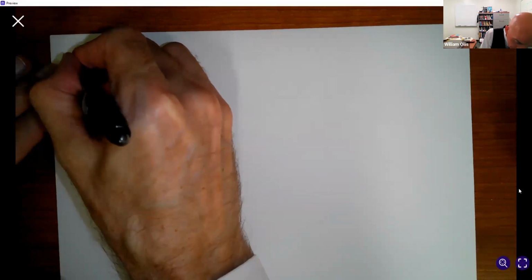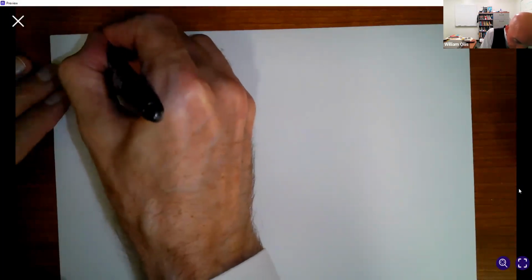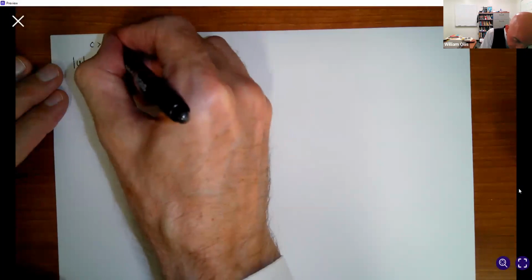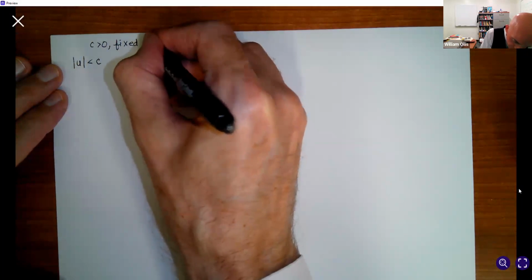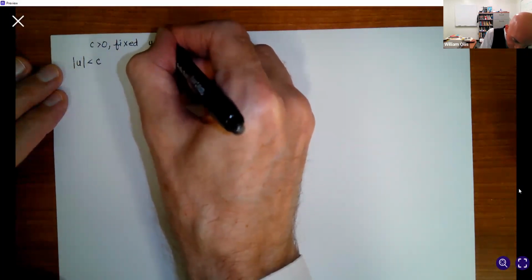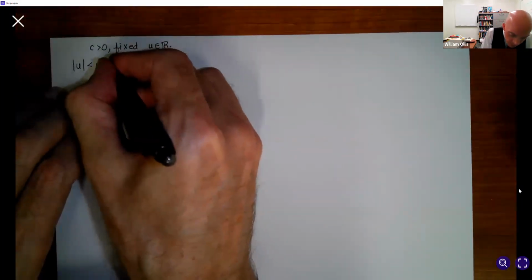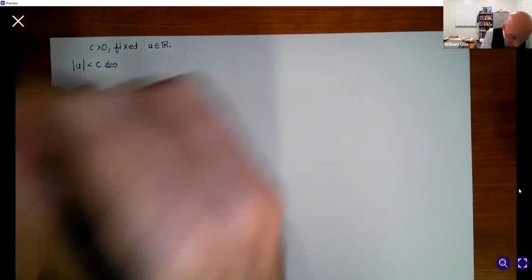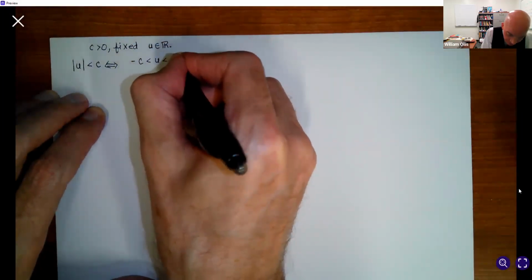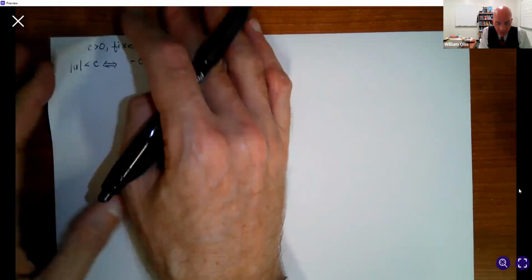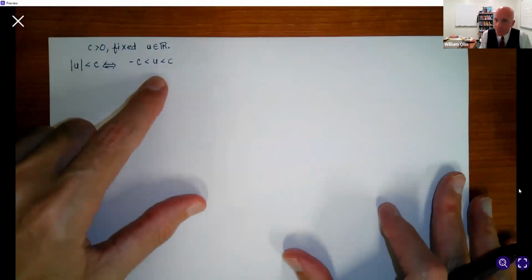So if we had that the absolute value of U is less than C, and C, again, is greater than 0, and it's fixed, it's a positive constant, and U is a real expression. So remember, context is everything. So what was the result? This means that U will exist between the additive inverse of C and C. So thinking about that and thinking about the fact that U could actually be positive and negative.